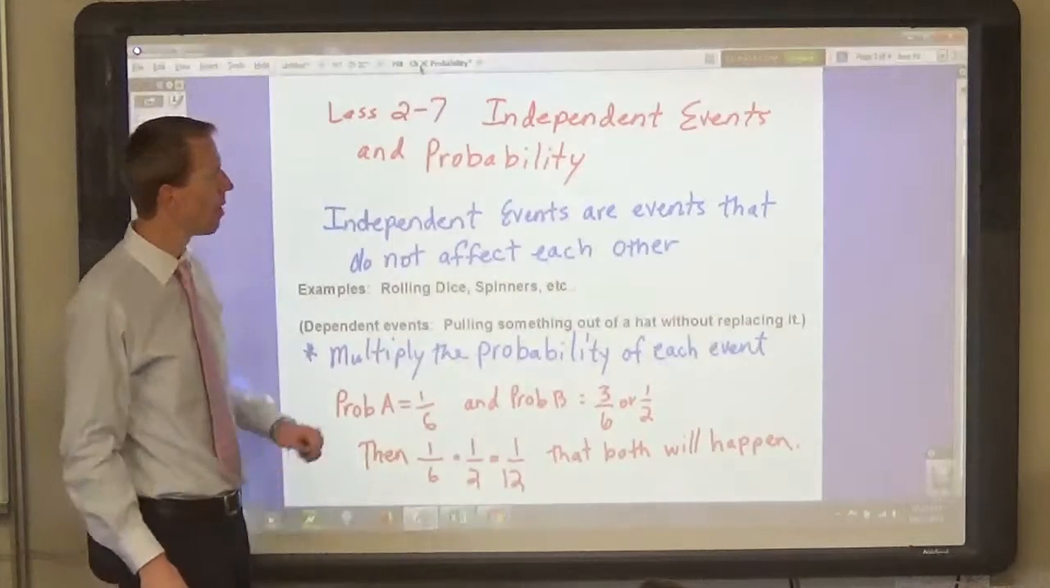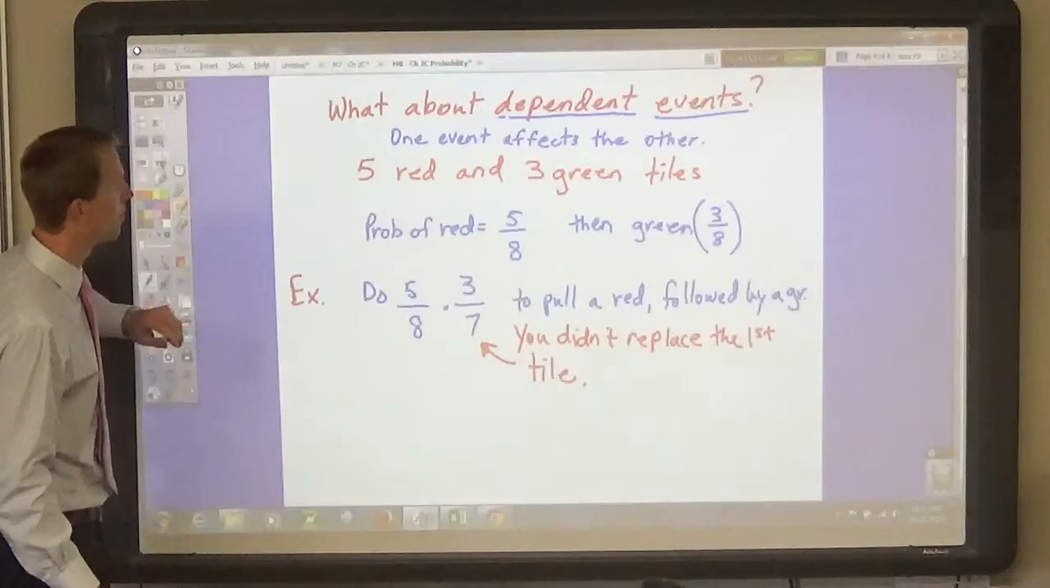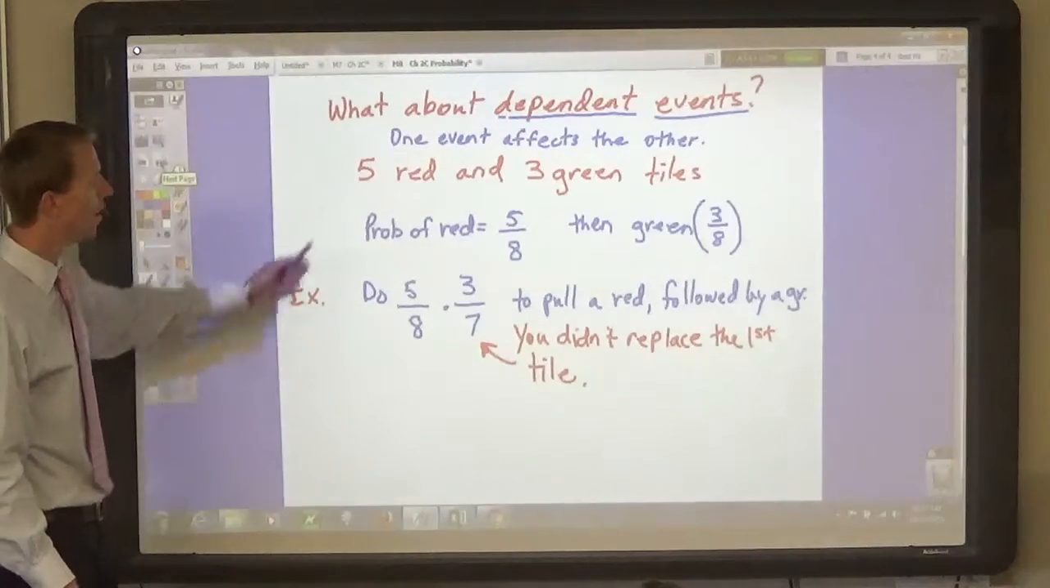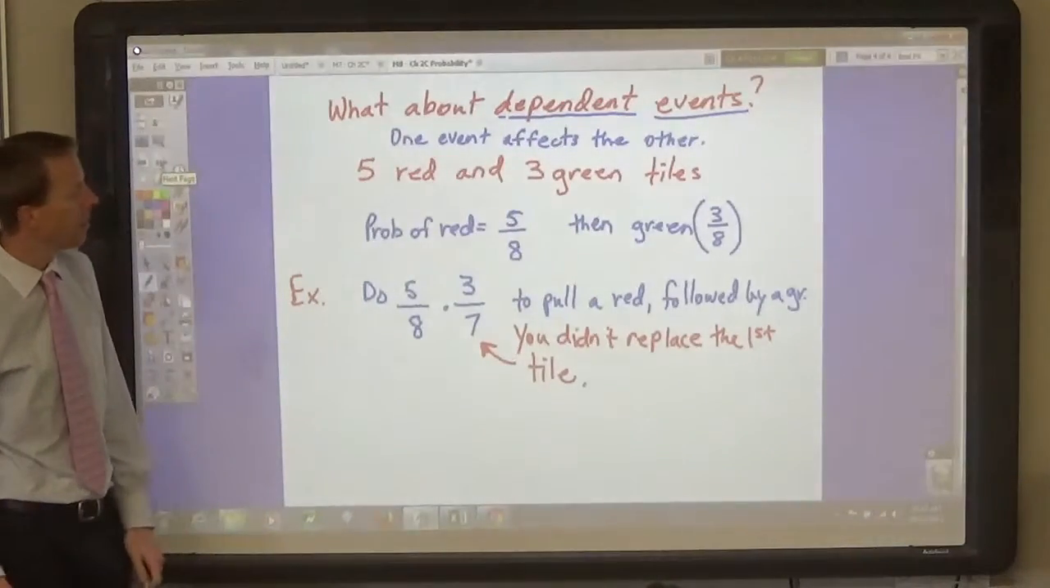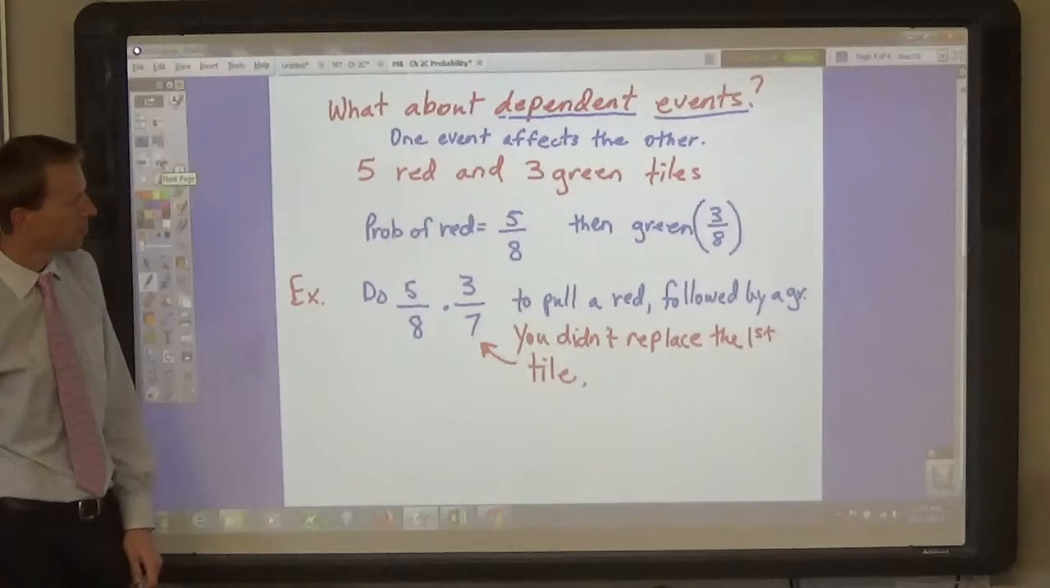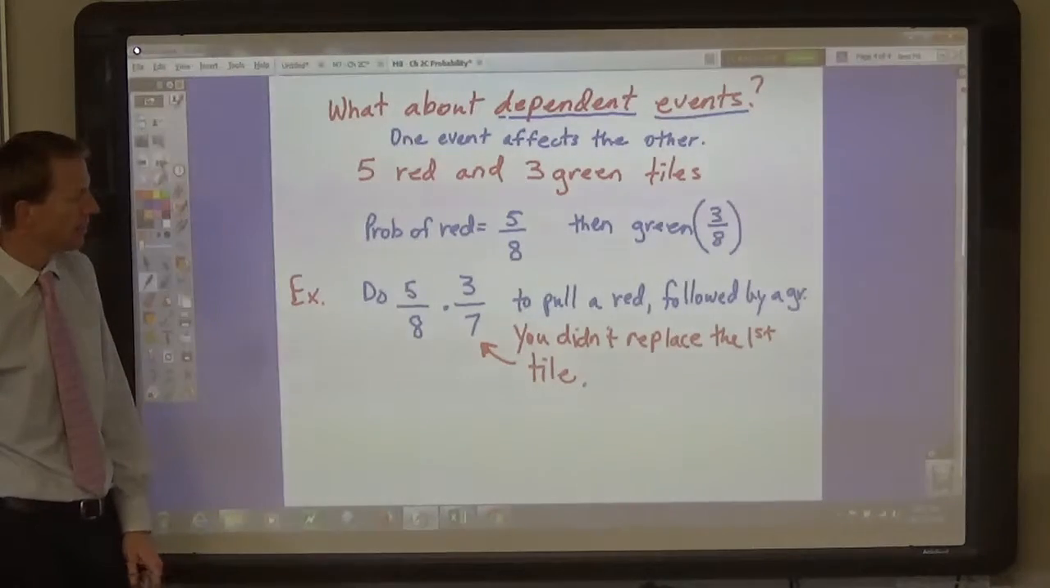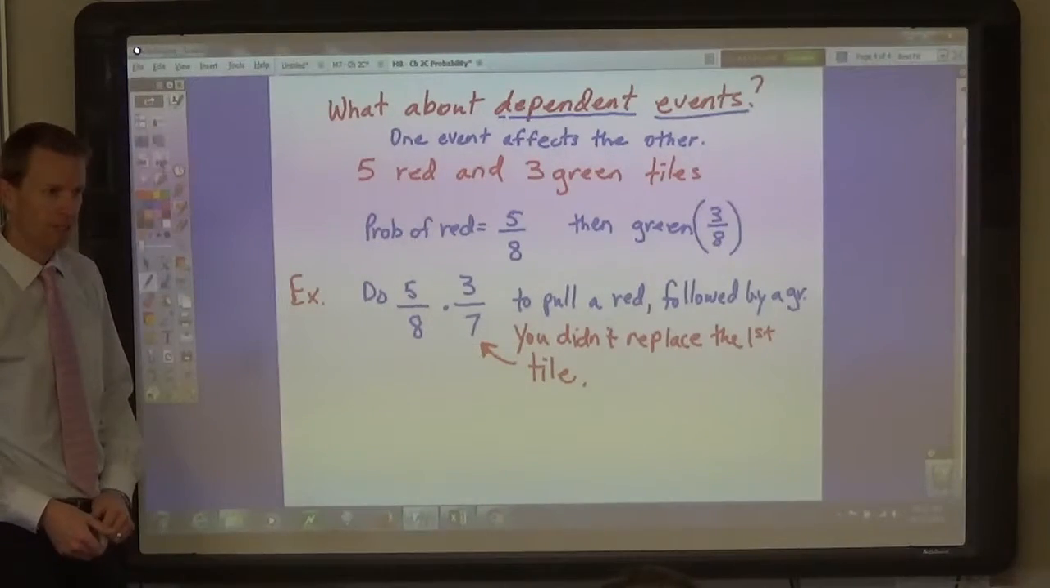Okay? So that's what you're doing today. That's what this lesson is about: dependent and independent events. Okay? When one affects the other, then they are dependent events, as long as you didn't replace it. Does that make sense?